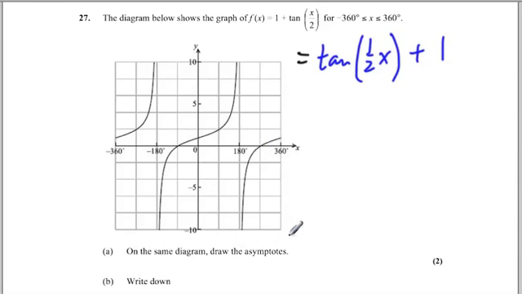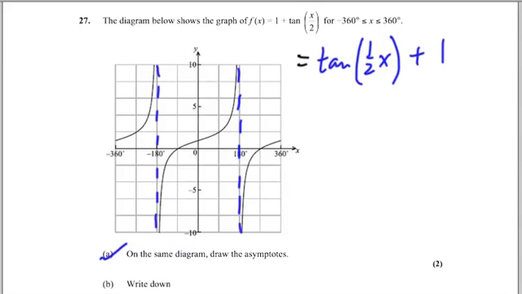So on the same diagram, draw the asymptotes. Well, we can pretty much see what the asymptotes are right away. So let's just draw them right there. Kind of an easy 2 marks that they've given you. And I believe this is a very old question. I doubt they would ever ask this kind of question again. But anyways, those are the asymptotes, and we can see them right there.